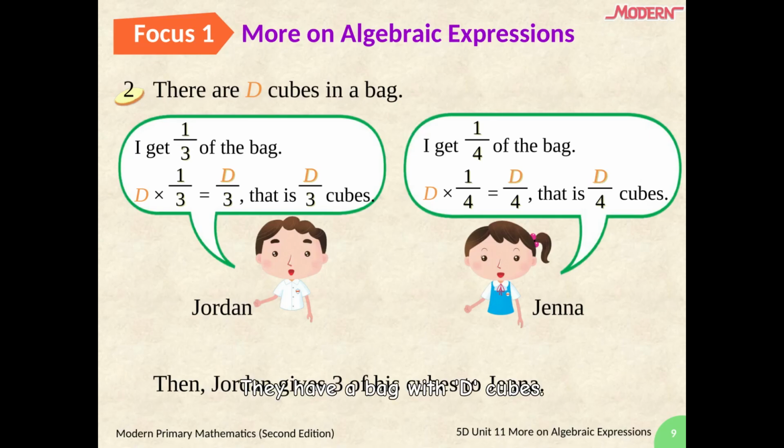Meet Jordan and Jenna. They have a bag with d cubes. Jordan gets 1/3 of the bag. That's d over 3.